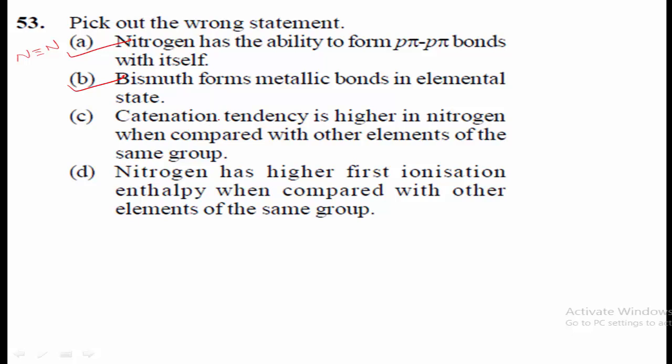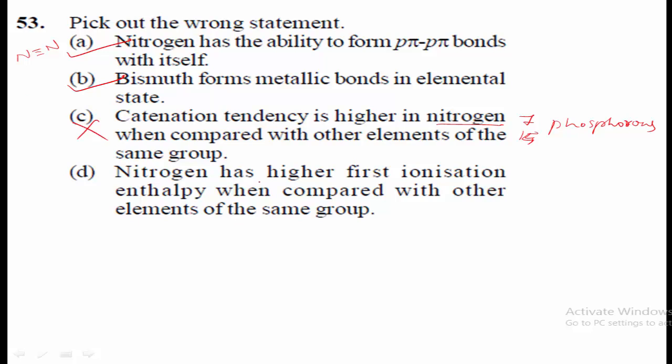here catenation means the ability to form chain or linkage with its own atoms, and when we compare this nitrogen group, so nitrogen is 7, then phosphorus comes, that is 15. When we compare this catenation tendency, phosphorus has higher catenation tendency as compared to nitrogen, and hence phosphorus has higher catenation tendency but not nitrogen. So this is the wrong statement.